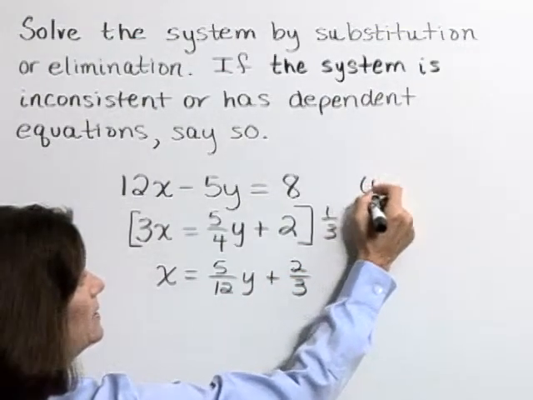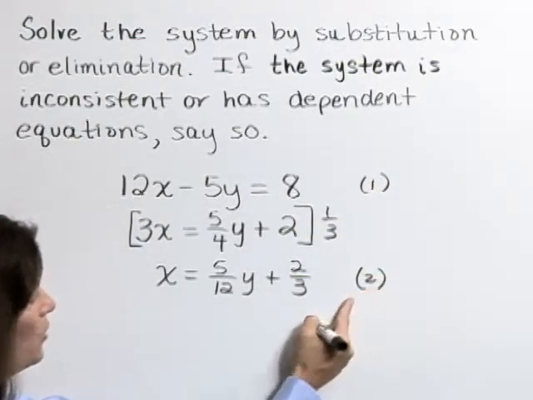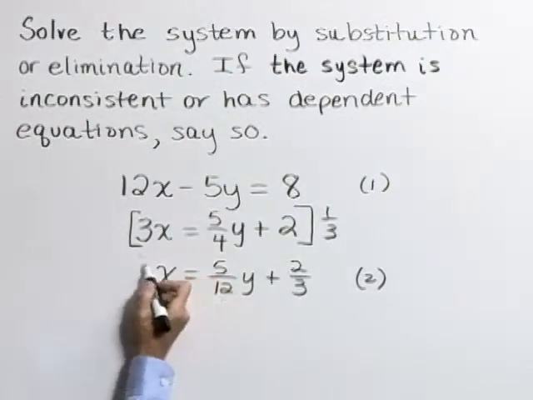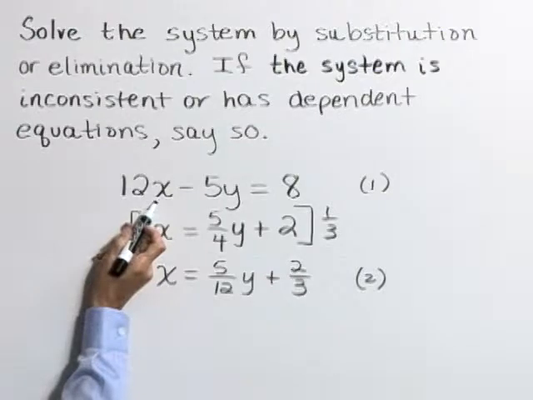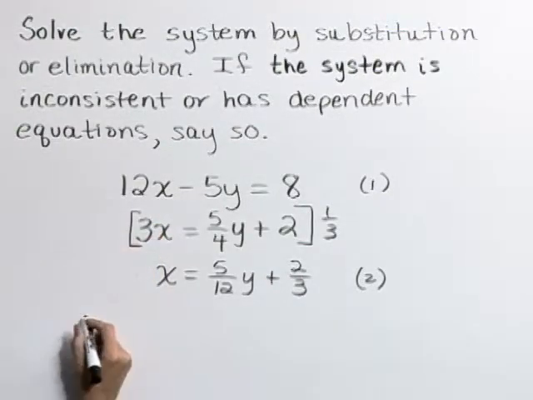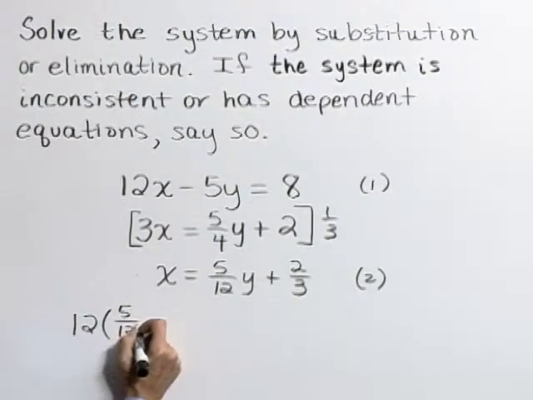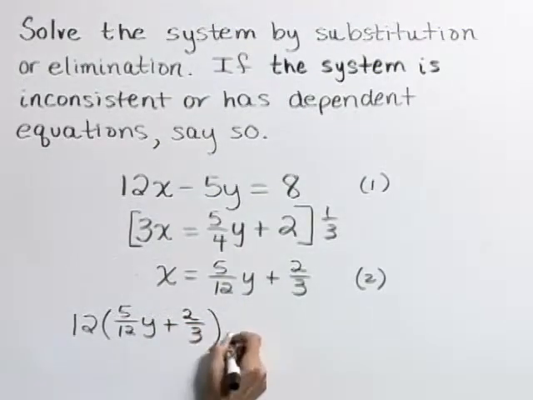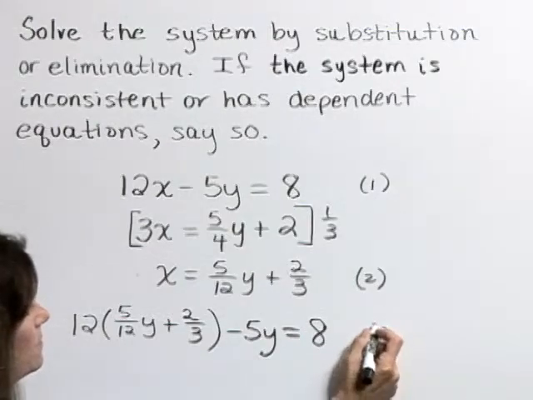So I'm going to denote these as equation 1, and let's call this equation 2. Now we'll substitute our value from equation 2 in for x in equation 1. Here we go. So equation 1 becomes 12 times, in place of x, we'll put 5/12 y plus 2/3, minus 5y is equal to 8.